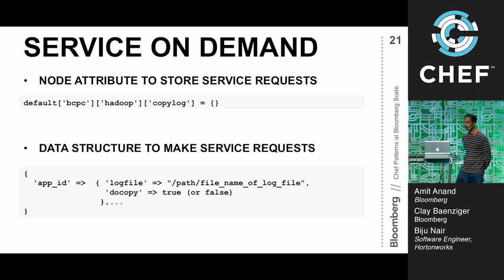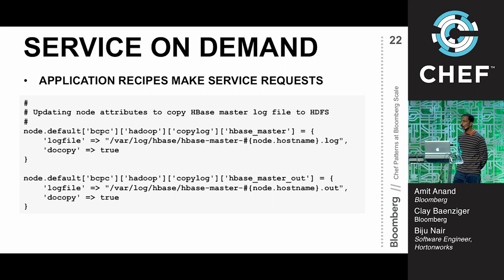So how does any service, like for example HBase, or any application that wants to copy the logs it creates to the common location, make the request? In its own recipe, or the application recipe, what any application user has to do is build this data structure and add it to that node attribute, saying what the log location is and whether they want it to be copied or not.